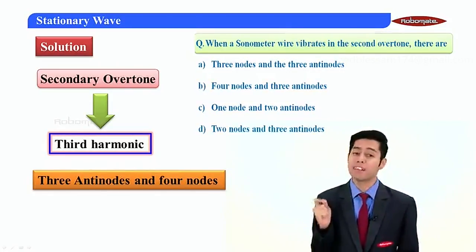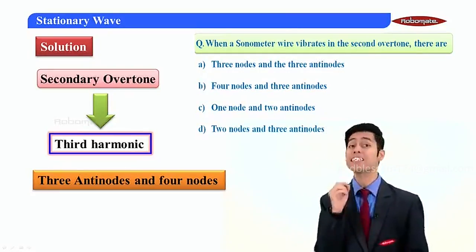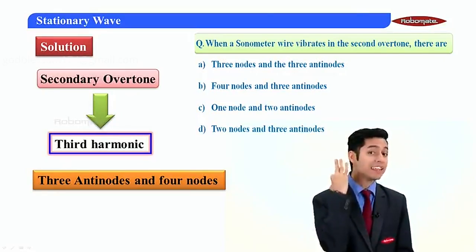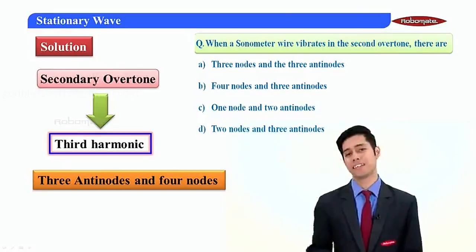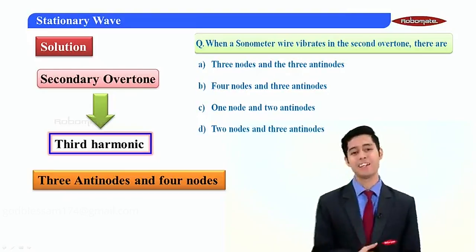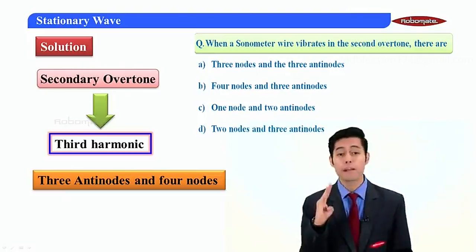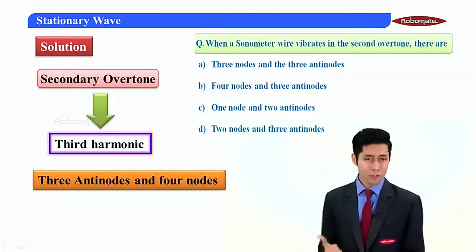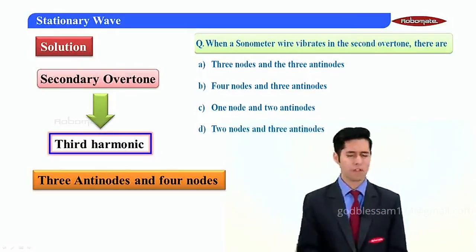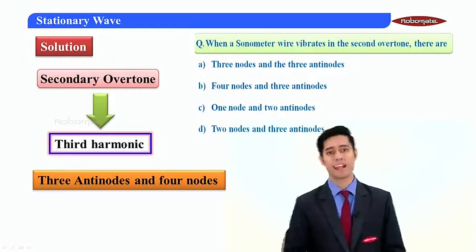Now you must be wondering, sir, how did I get this answer? Students, remember that whenever there is a second overtone, it is actually the third harmonic, meaning 3 loops are formed. And whenever 3 loops are formed, it implies that there are 3 antinodes. And if there are 3 antinodes, subsequently there will be presence of 4 nodes. So students, with the help of this problem, I got to know that if you know the overtone or the harmonic, you can easily comment on the number of nodes and antinodes.